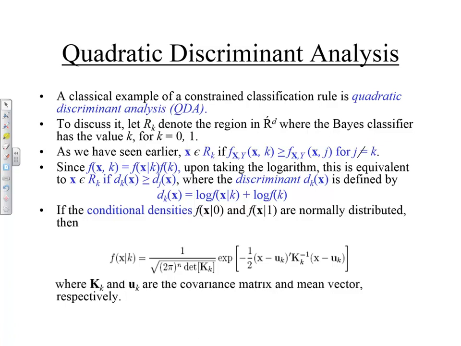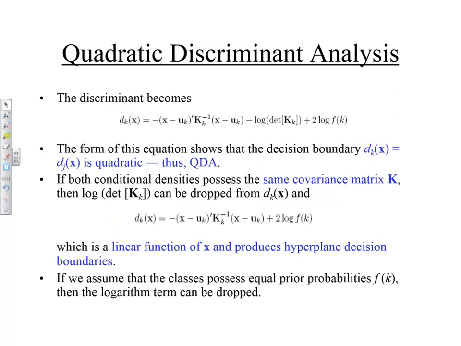So now you're going to plug these into that discriminant. And now you have to compare: is it going to be class 0 or class 1? Which of these discriminants is larger? So you're going to compare. Once you do that substitution, because you've taken logs and you already have an exponent in the density, you're going to get a quadratic form like this. So the discriminant will become this function here. It's just plugging the quantities into the discriminant expression. This form of the equation shows that the decision boundary, because the border is when d sub k of x equals d sub j of x, right?